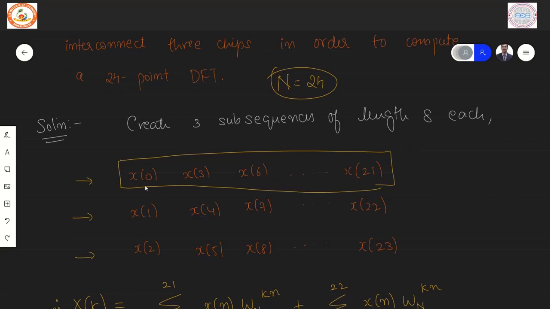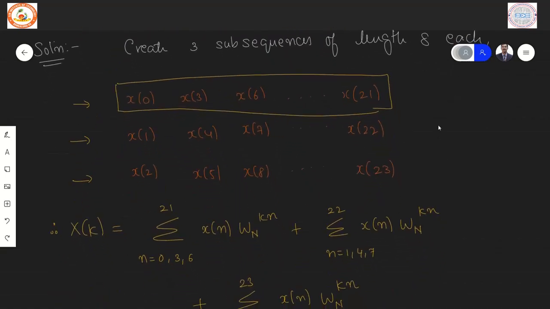Now how can you arrange this? First element will go to the first group, second element to the second group, third element to the third group, and again you repeat. So x3, x4, x5, x6, x7, x8. Like that you carry on. The last set of elements will be x of 21, x of 22, x of 23. So here we can collect that. Here we get all the terms which are multiples of 3. Here we get a term which is that plus 1, and here it is the same value plus 2.